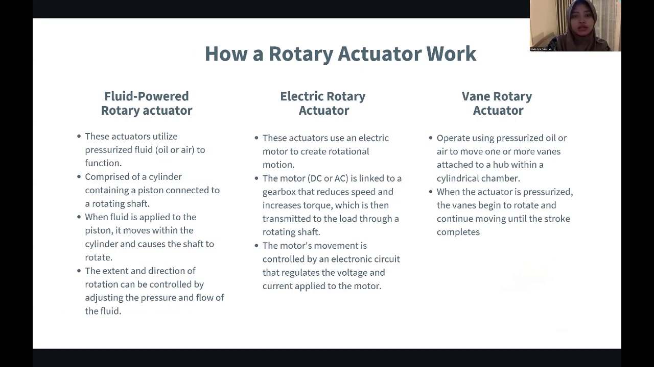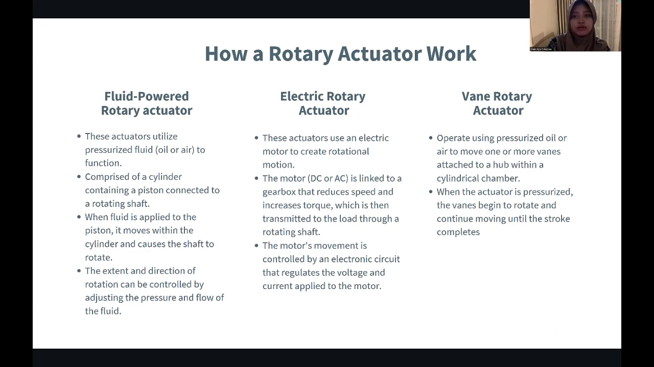Next, electric rotary actuator. These actuators use an electric motor to create rotational motion. The motor, DC or AC, is linked to a gearbox that reduces speed and increases torque, which is then transmitted to the load through a rotating shaft. The motor's movement is controlled by an electronic circuit that regulates the voltage and current applied to the motor.